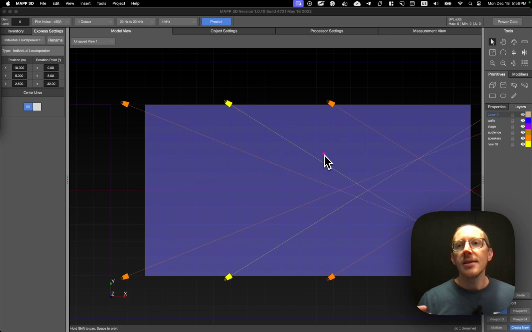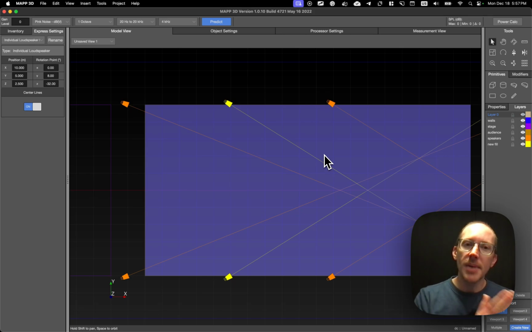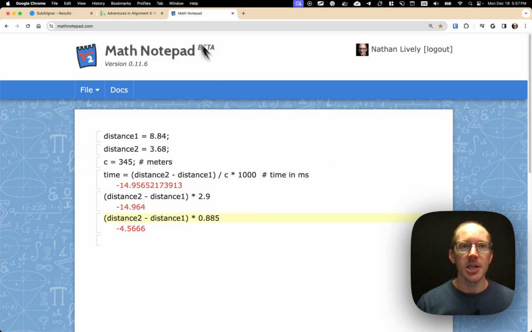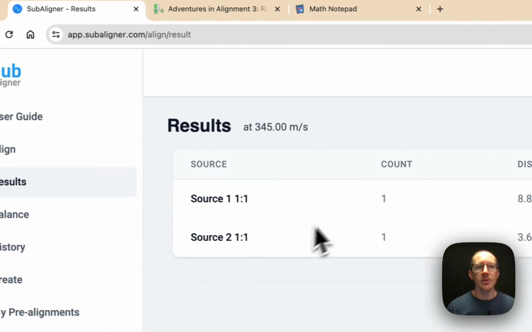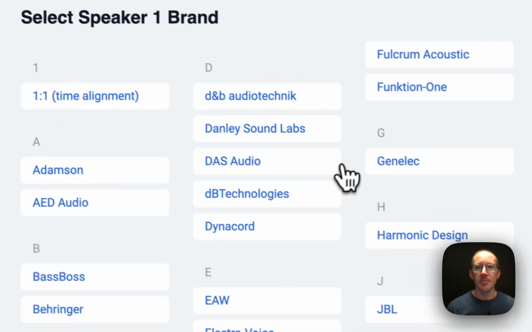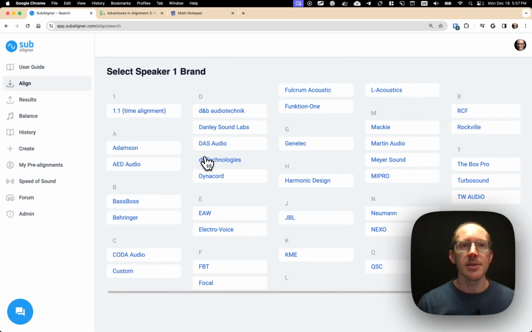And I'll just reiterate that this is totally applicable and super helpful for situations where you have all matching speakers, all matching models, presets, nothing's different. You can have complete confidence that this method is going to work well. Now, if you start getting into separate models, you need to verify that they're actually phase compatible. And if you're doing a main sub alignment, that's exactly what subaligner is designed to do. It has all those presets in there for you so that when you go to the align page, there you go, you've got all your brands and models.